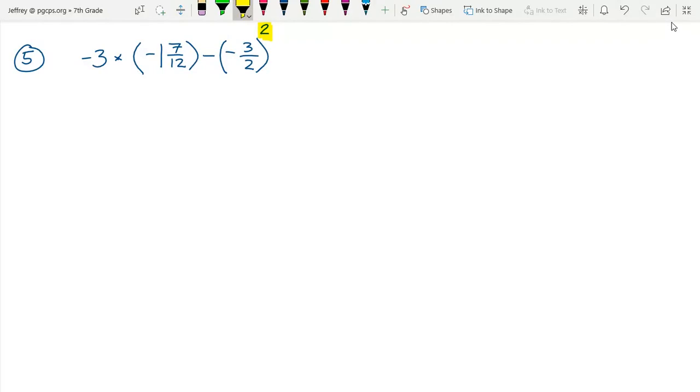First is parentheses, but there's nothing we can do inside the parentheses. Second is exponent. So what does an exponent do? Of course, we need to multiply negative 3 halves twice. So this means negative 3 over 2 times negative 3 over 2.